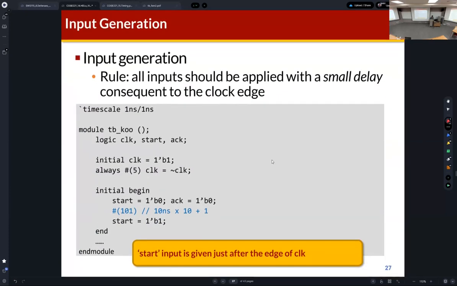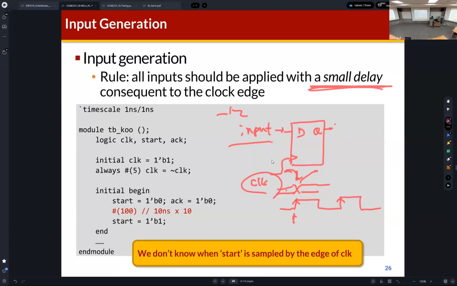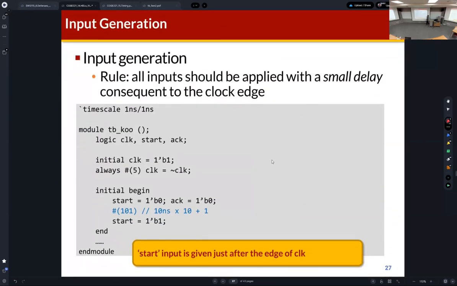So this is the problem. Every ten nanoseconds we can observe the rising edge of the clock, but the input is changing at 100 nanoseconds. So at 100 nanoseconds the input is changed, and at the same time it's a clock edge. Then which value will be sampled? We don't know. If we change it from 0 to 1, we don't know which value will be accepted by this flip flop. So we need to add the small delay.